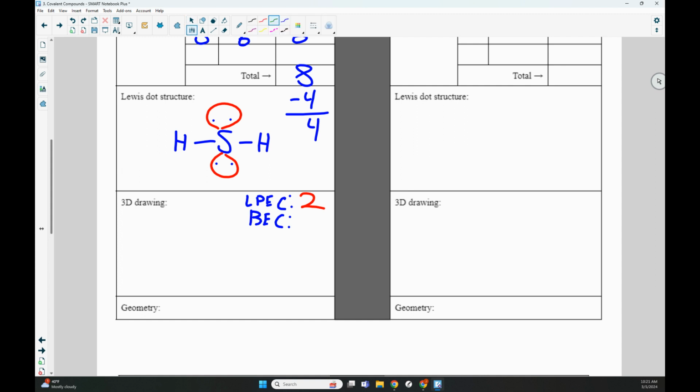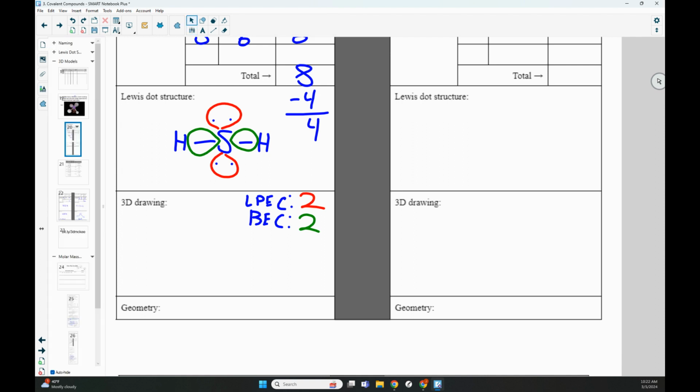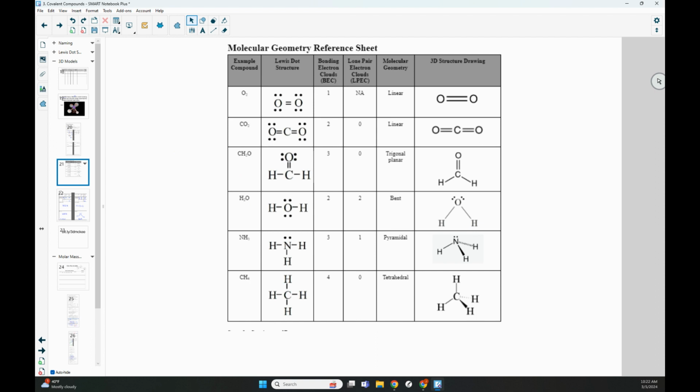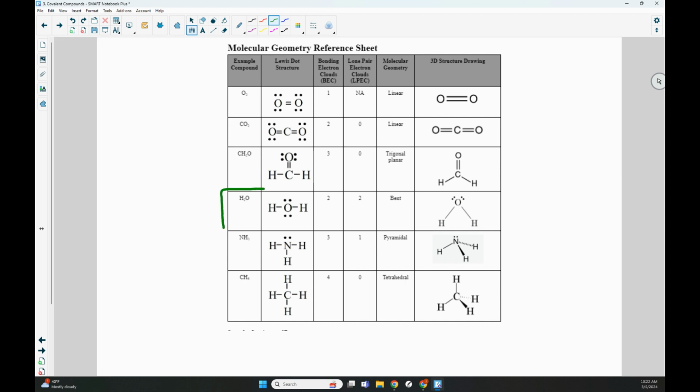Next, I'm going to count the bonding electron clouds, that is the shared electrons. And you see that we've got 2 bonding electron clouds in this particular molecule. So I've got 2 of each. Now I'm going to go to my reference sheet, and I'm going to find the one that has 2 bonding clouds and 2 lone pair electron clouds. And that is going to be in this row right here. And the example compound that has this shape is water.